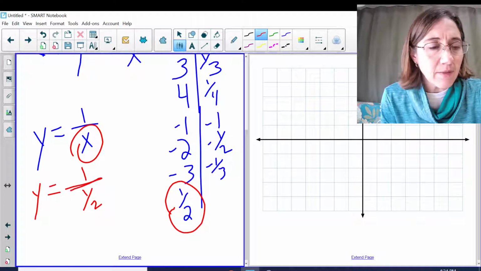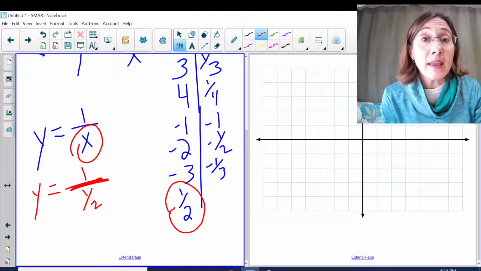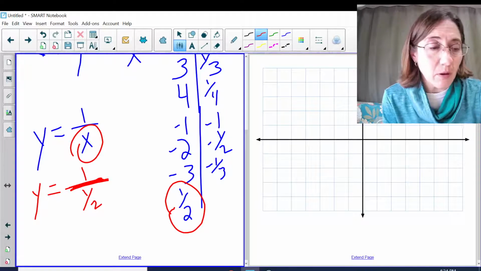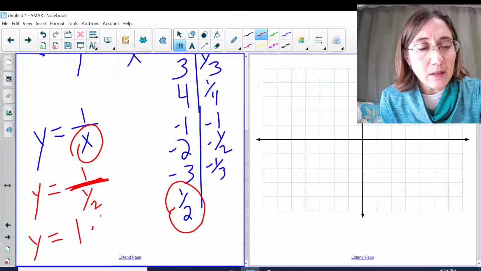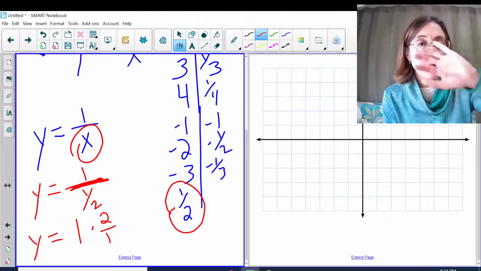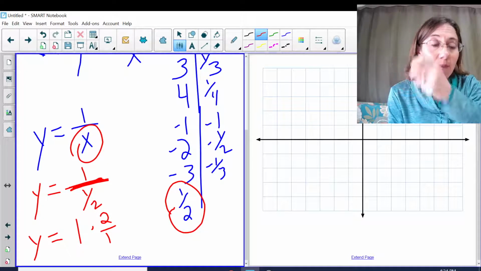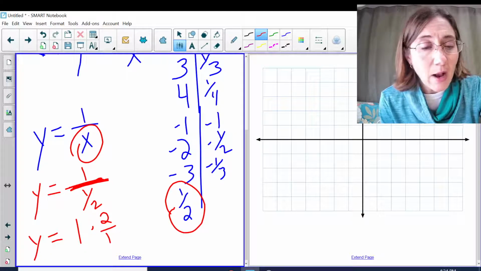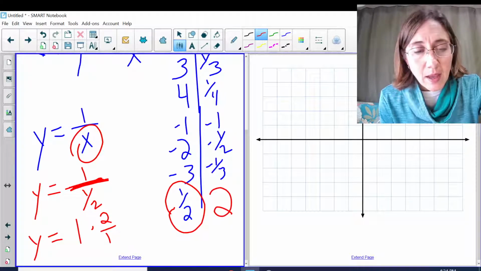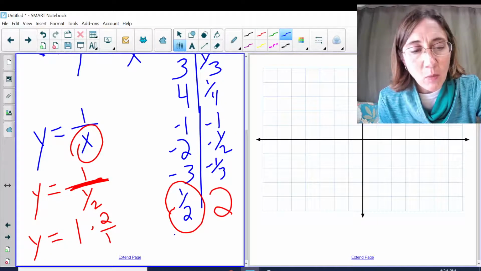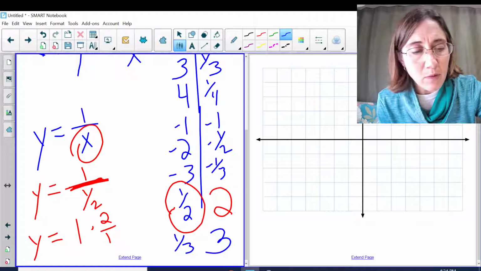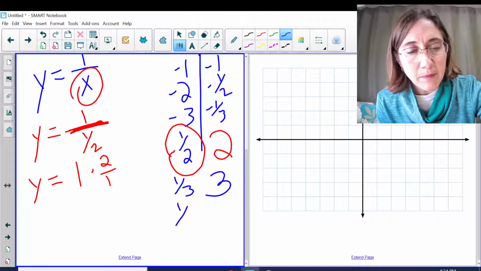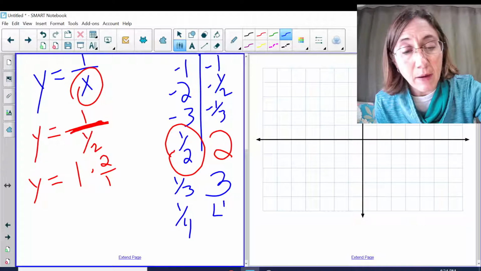So I'm going to take this divide sign and think about it as multiplying by the reciprocal. So that means I could rewrite it as 1 times 2 over 1. So I'm taking my fraction in that denominator and I'm flipping it over. So that would give me an output of 2. If I put in the fraction 1/3 and I do that process, I would get a 3. If I put in a 1/4 and I do that process, I would get a 4.